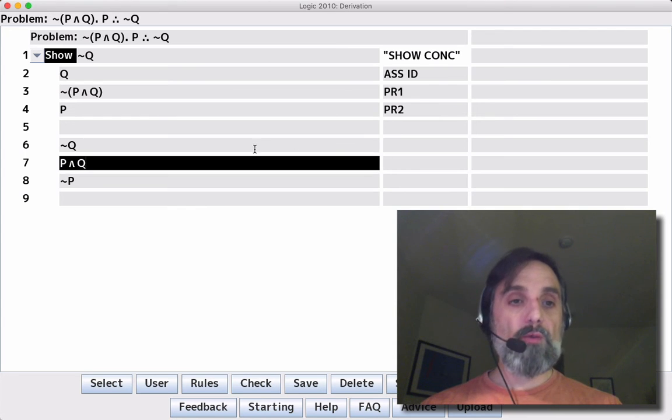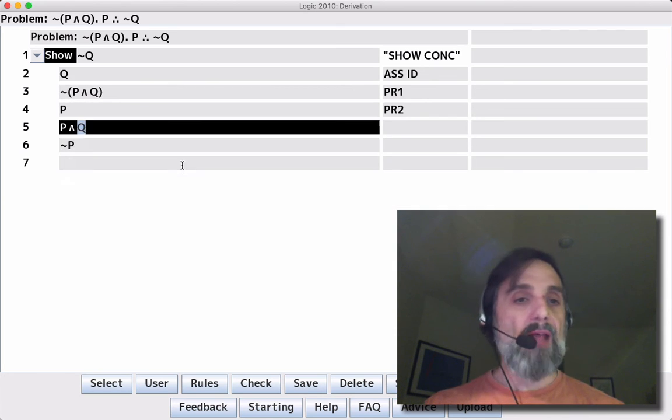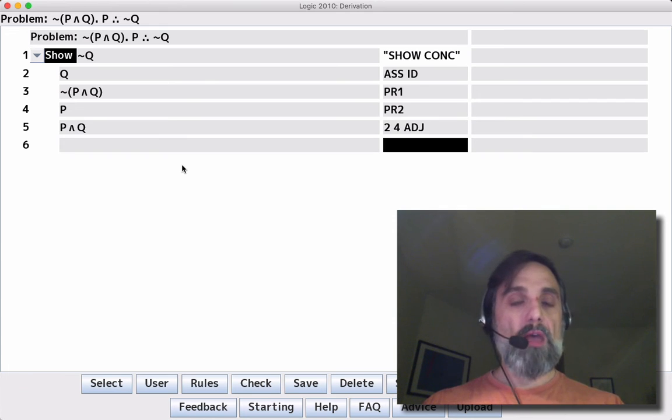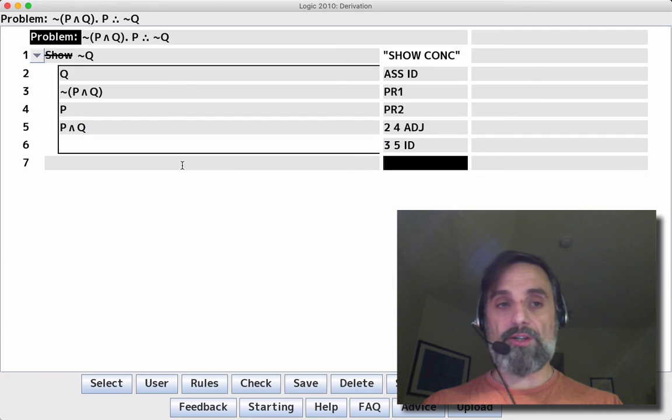Well, probably we want to go for P and Q because we already have P and we have Q, so we can just build P and Q. And that's what we're going to do. We're going to say 2 for a join, and now we have a contradiction between 3 and 5, and our derivation is done.